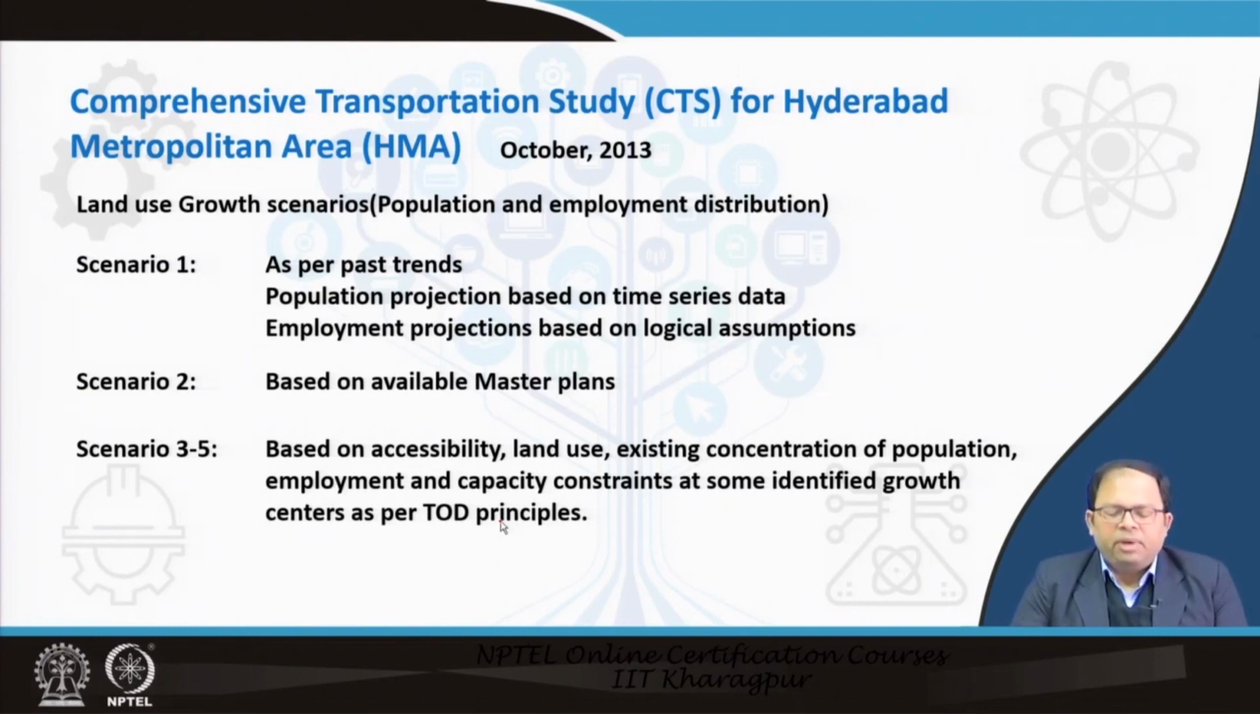And similarly in scenarios 3 and 5, even though models have not been taken up, some growth centers have been identified based on TOD principles. Based on the accessibility of that growth center, the existing land use, the existing concentration of population and employment, and also the capacity constraints of that area, weightage has been given to each growth center. Based on that weightage, population has been allocated, and then jobs have been allocated following similar assumptions and procedure. So formally we can see that there is no prediction of land use transformation and no prediction of location choices. That is missing in these models.